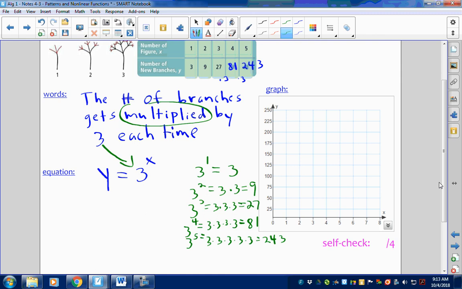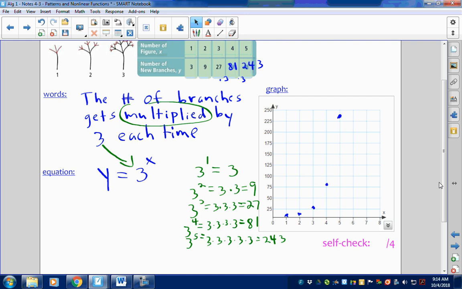So my graph would look like this. It grows very quickly. At 1 I'm at 3, somewhere down here. And then at 2 I'm at 9. Starts off kind of slow. And then at 3, here it goes, 27. At 4 I'm at 81. At 5 I'm way up at 243. So it just takes off like crazy. You can see if you were to draw the curve in here, it gets steep really fast. So that's called an exponential function.